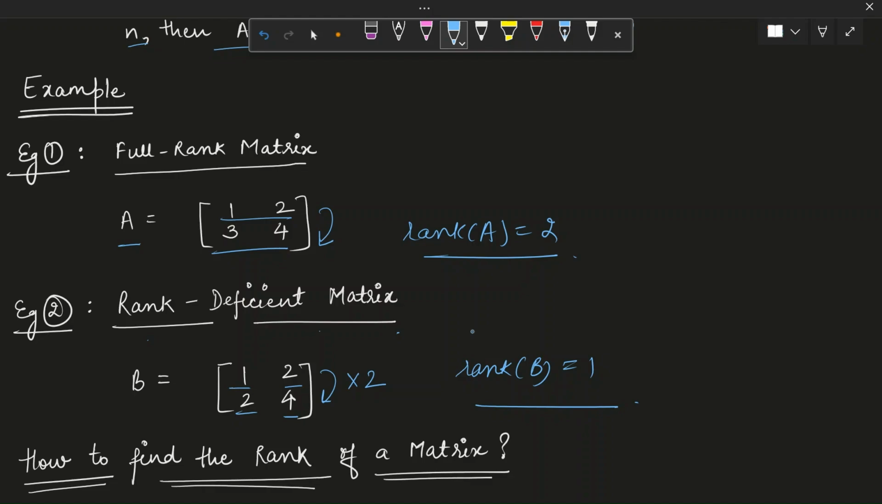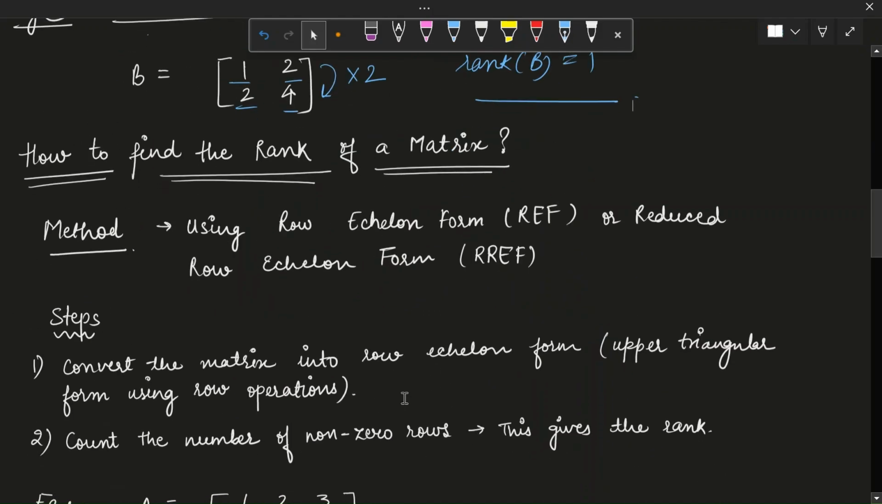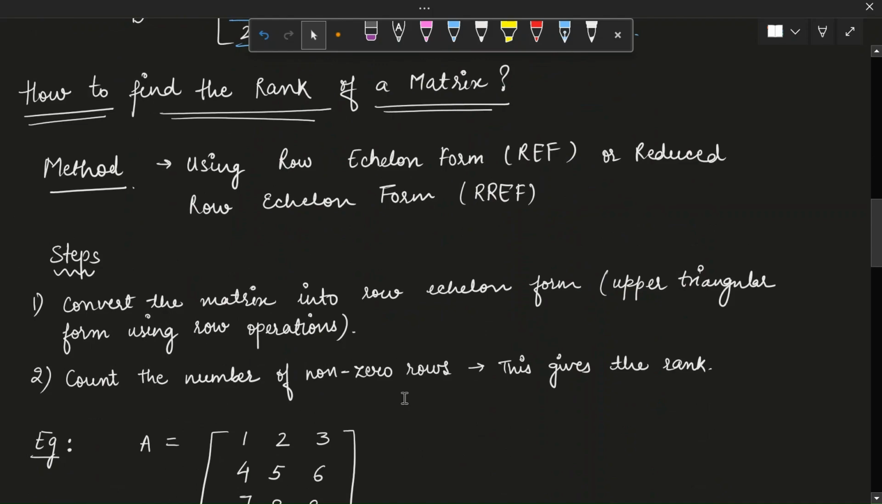Now we know what rank is. Now how can we find it? We can find it using row echelon form or reduced row echelon form. The steps to follow to find the rank of a matrix are, firstly, convert the matrix into the row echelon form or the upper triangular form using row operations, and then count the number of non-zero rows. This will give you the rank of that matrix.